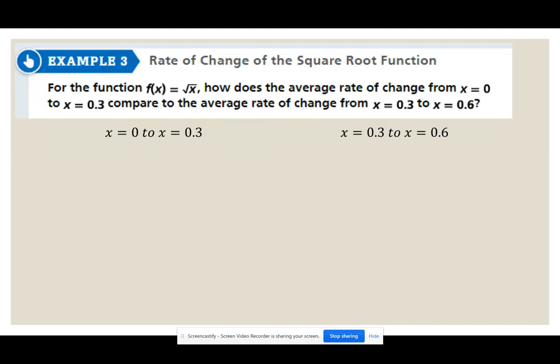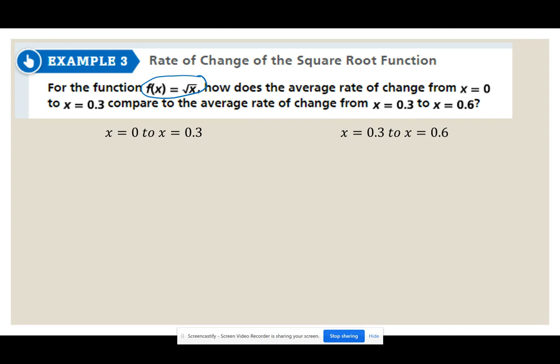Okay, so this is a very, very big one, rate of change for square root functions. So we've done rate of change with all different kinds of functions, with quadratics, with linears, it's all the same, okay? So they give us the function, the square root of x. F of x equals square root of x, and we want to see how the average rate of change goes from 0 to 0.3, and then 0.3 to 0.6, so 3/10 and 6/10. Let's do one piece at a time.